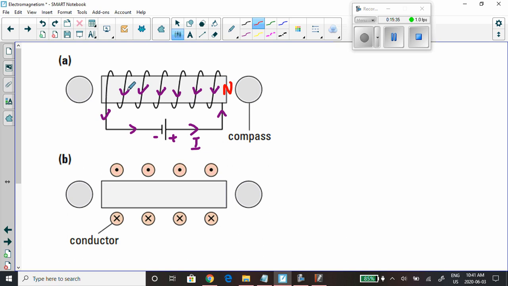And that means this is where the north-seeking pole is. Your thumb is pointing to the right. So that's where you would put the north-seeking pole. And then by default, the south-seeking pole is right there.